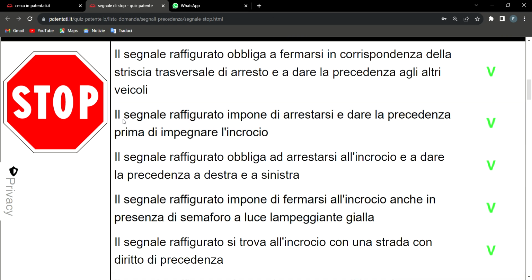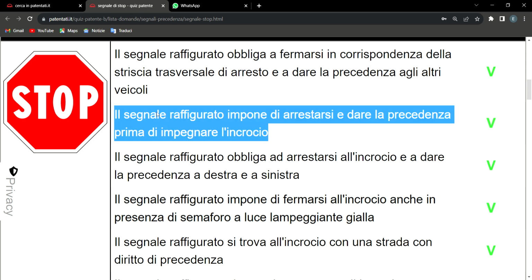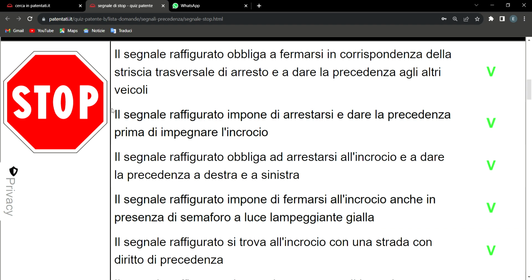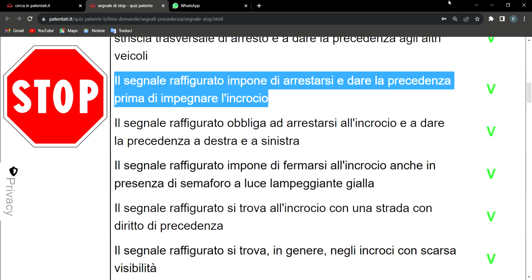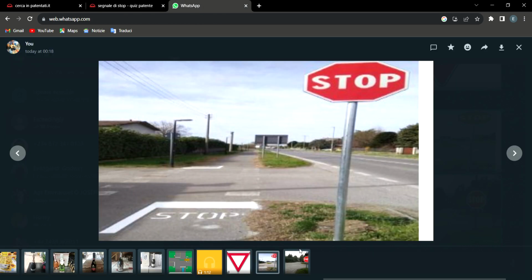That is number one. Number two says: il segnale raffigurato impone di arrestarsi e dare la precedenza prima di impegnare l'incrocio. This sign simply means that you have to stop and give way to other vehicles that are passing, and you must stop before you occupy the junction. Impegnare simply means occupy. Before you occupy the junction, you have to stop and give way to other vehicles. You can see it here.